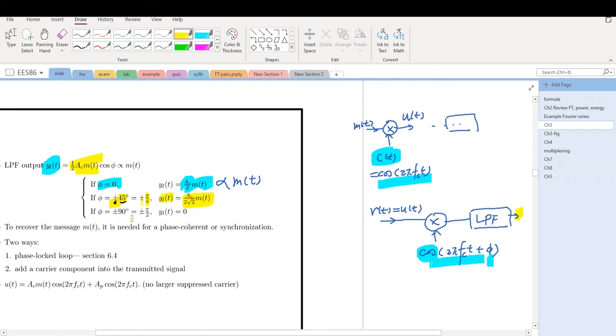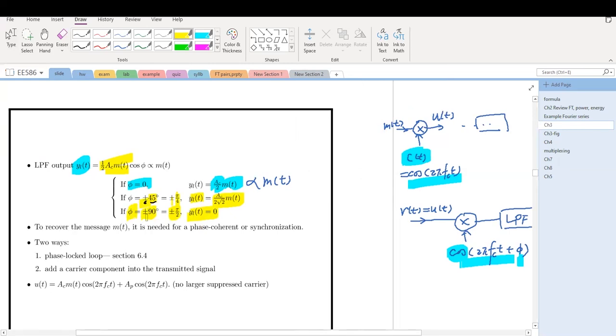What about phi equal to 90 degrees or minus 90 degrees? That's plus or minus pi over 2. Then the output is 0. We don't get anything. We lost the message signal. No matter what we do, if phi equals 90 degrees, then the output at the demodulator is 0. So we can say that to recover the message efficiently, we want the phase to be synchronized between the transmitter carrier and the demodulator at the receiver.